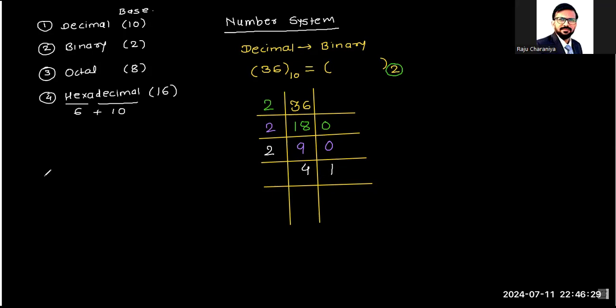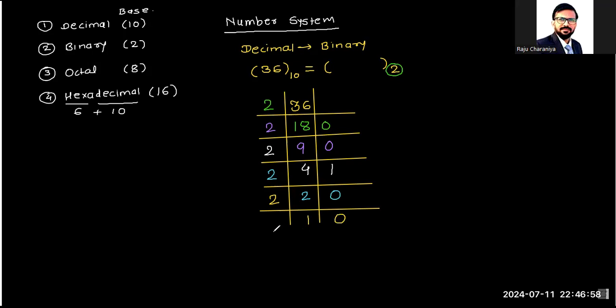After that, 2 times 2 is 4, and again we get a remainder of 0. Now here is a 2. Let's draw one more line so that we can finish it properly. 2 times 1 is 2, so 2 minus 2 is 0.